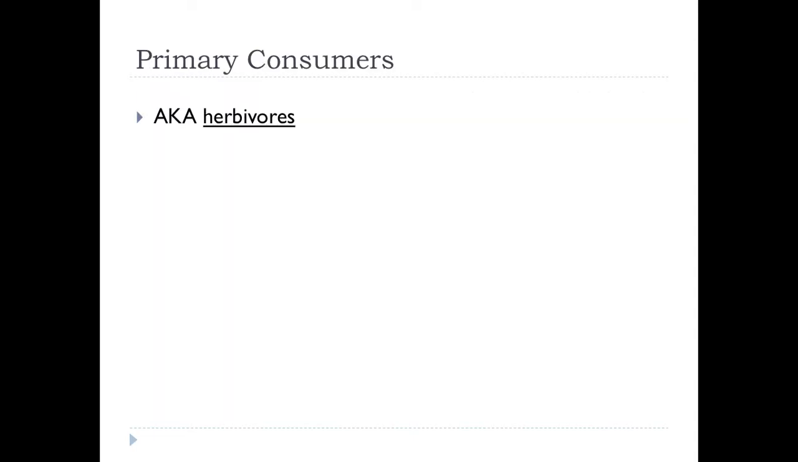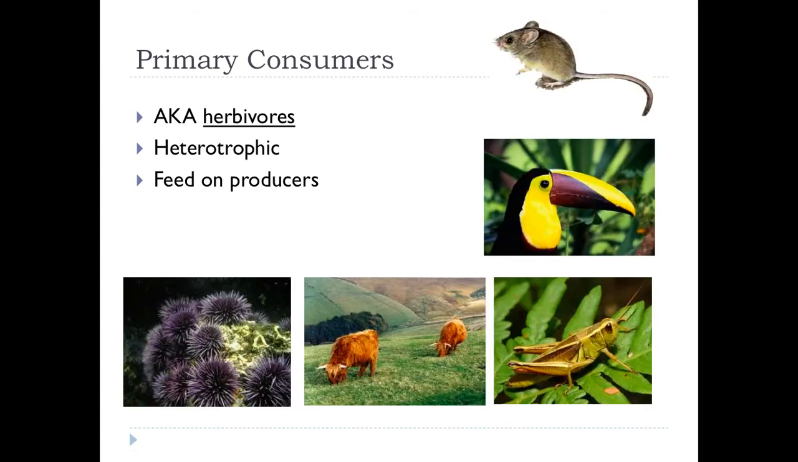So primary consumers are the things that are eating the producers. We also call them herbivores. They're heterotrophic because they have to eat. They're not making their own food. And like I said, they're feeding on producers. So here are some examples of different types of primary consumers. Now you might say, well, aren't there instances where maybe a mouse might eat an insect? Well, sure. So sometimes organisms might actually exist on multiple trophic levels, and that's fine.